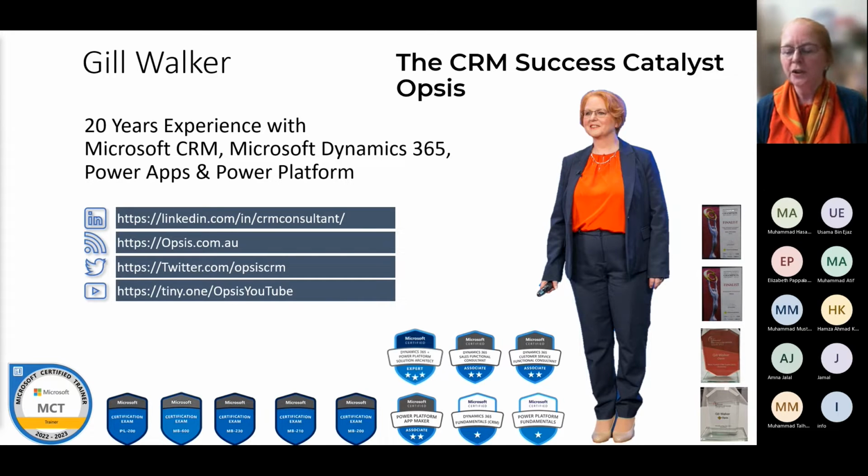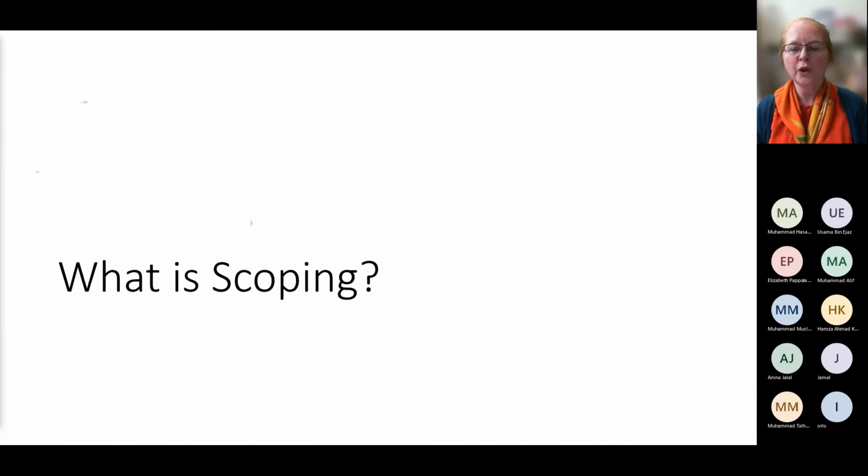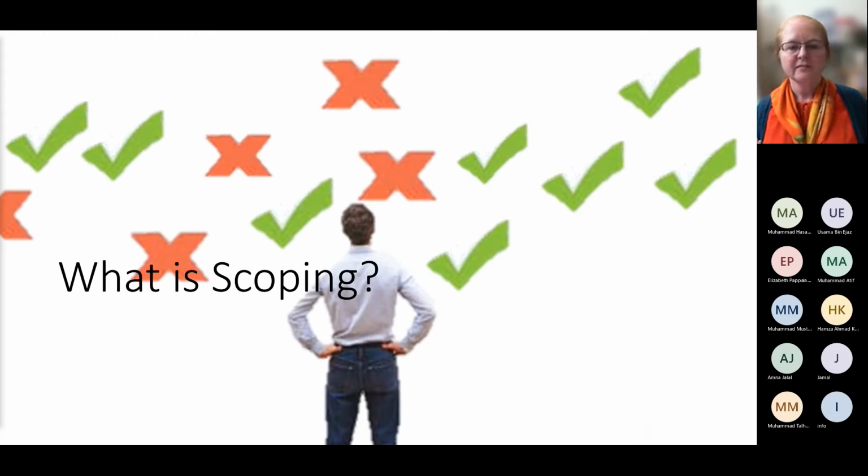So, first of all, what is scoping of a Dynamics Power Platform, CRM, even an ERP project, or quite a lot of other things? Scoping, to put it really simply, is working out of all of the myriad of functionality that could be included in such a project, what should we include and what should we exclude?